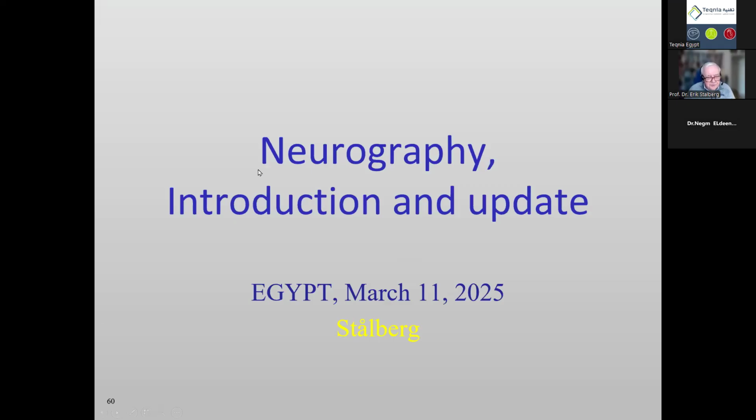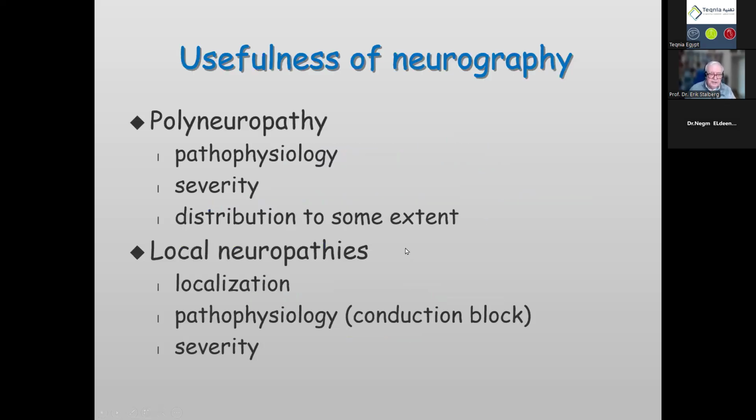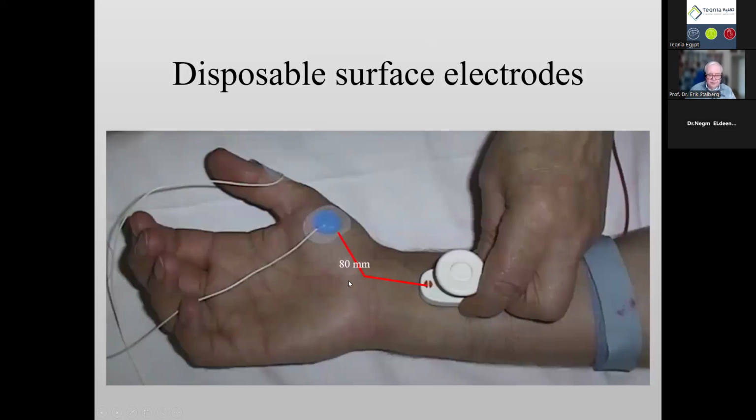Neurography, an introduction, because some of the things are new and maybe some of you are in your residency, so early in the education. And we also have an update because there are some new things that have happened over the last years. The usefulness, as you all know, is for the general nerve condition, polyneuropathy, and also for local neuropathy, local abnormalities. And I will talk about principles of this.